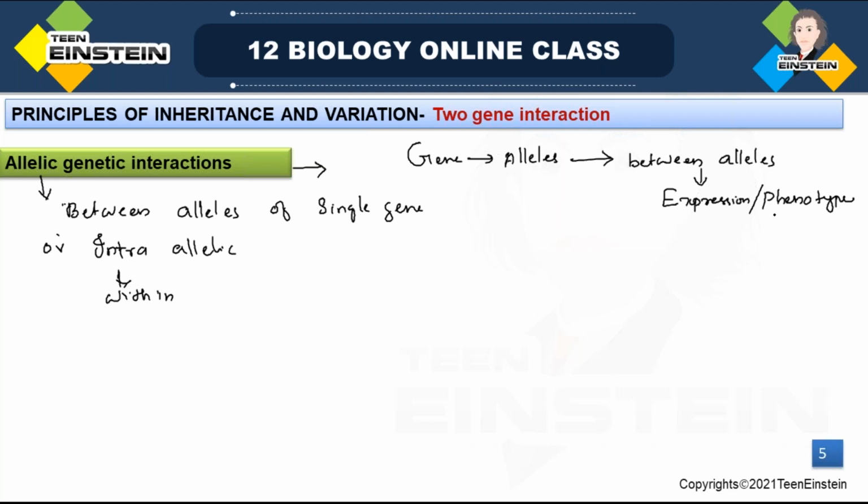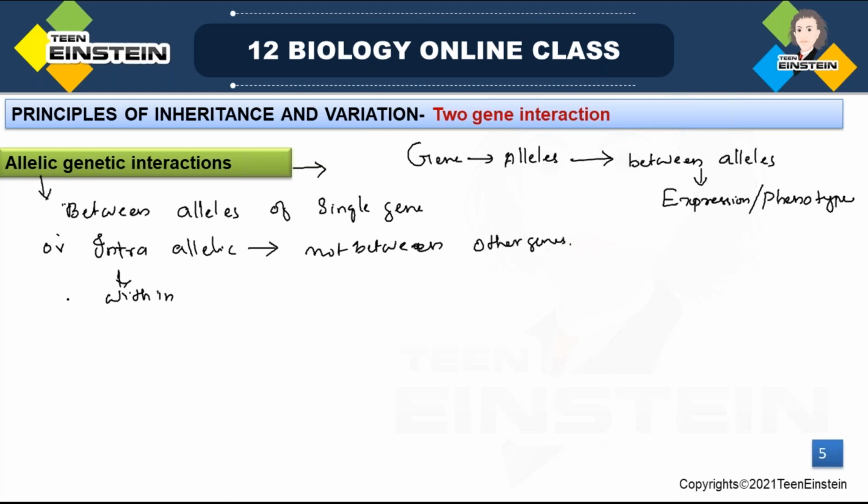So this is happening between alleles of the same gene. It's not between two different genes. It's intra-allelic, so within the alleles of the same gene. It's not between other genes. So under this, which interactions will come? Within those alleles, what all interactions have we studied?